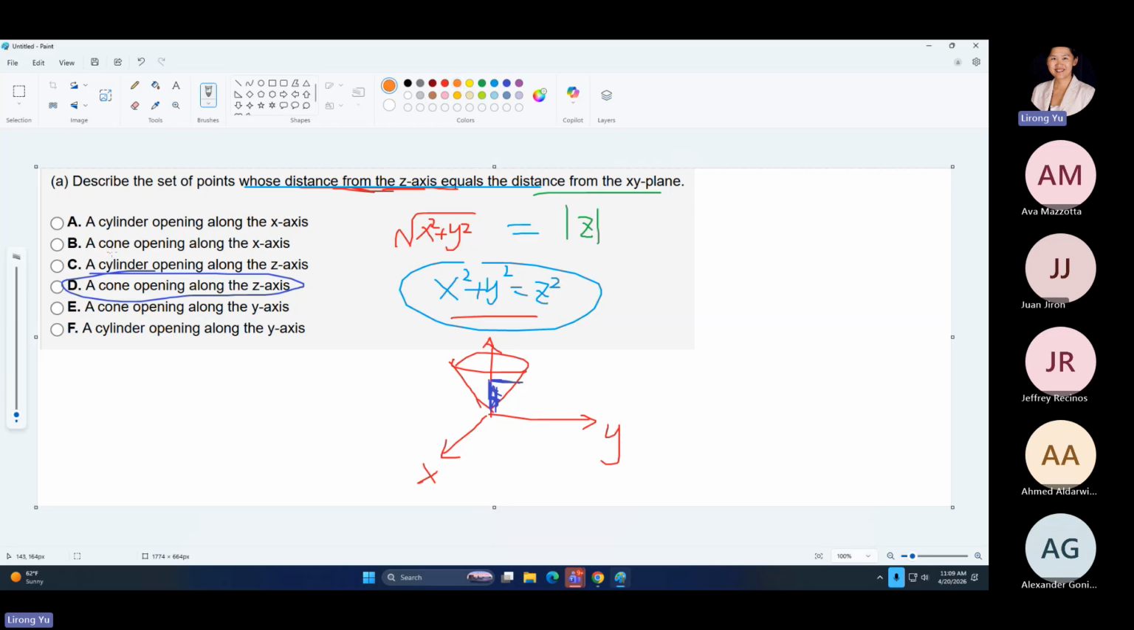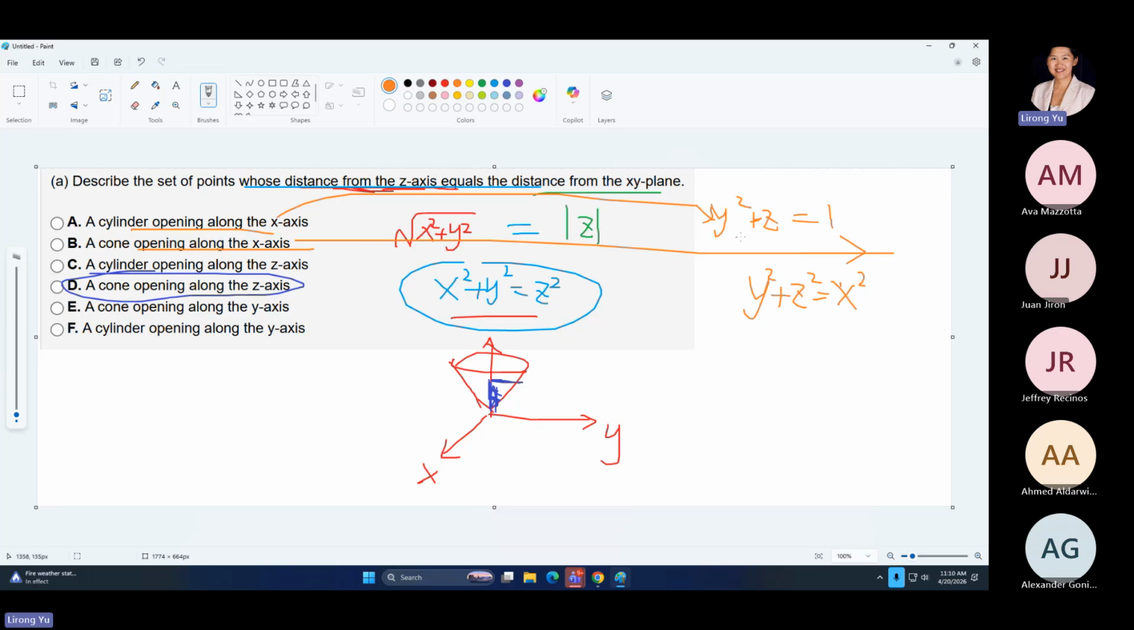For example, a cone opening along the axis would look like y squared plus z squared equal to x squared. That's a cone. Now a cylinder opening along the x-axis, just making an example, could be y squared plus z equal to 1. Since there's no x, it's a cylinder opening along the x-axis, but it's a parabolic cylinder.